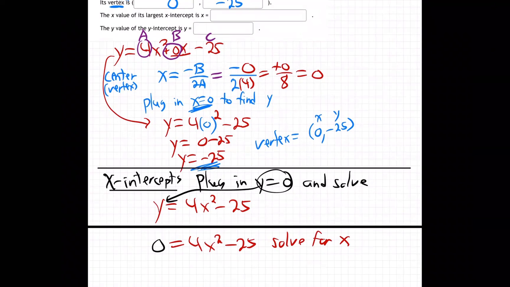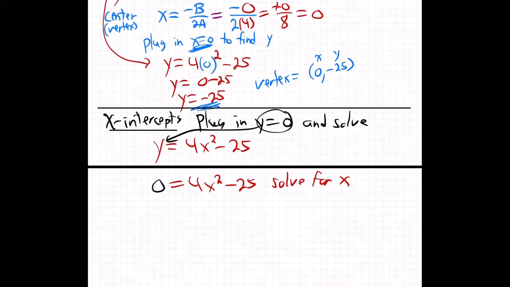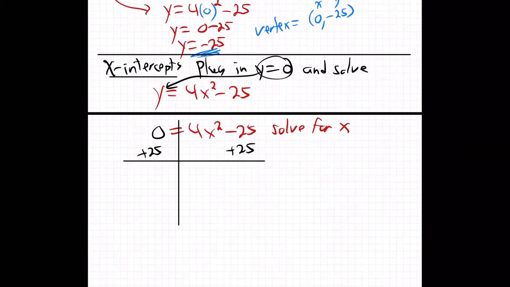Okay. All right. So how do we solve for x? What are we going to do? Well, basically, you've got to get x alone. So I'm going to add 25 to both sides. Like this. Okay.